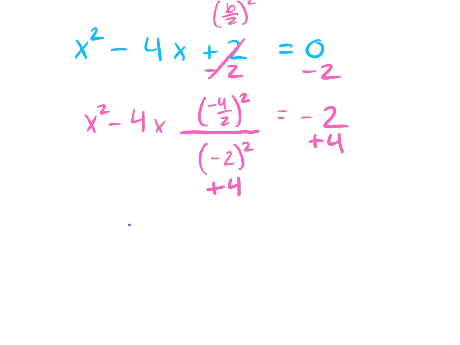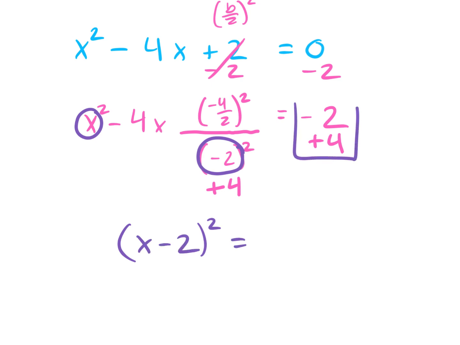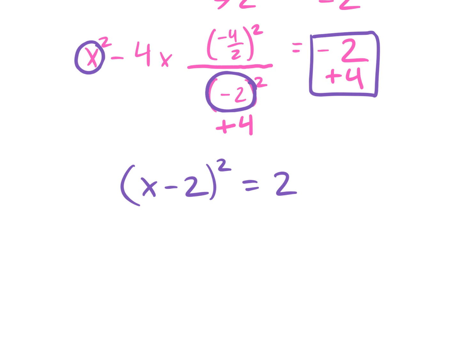So now in my parentheses squared, what am I going to put? X minus 2 squared. Perfect. And then that's equal to what? 2. Negative 2 plus 4 is 2. Any questions so far? We completed the square. Now we just have to finish solving. What should I do next to solve? Square root both sides. So square root cancels out the squared, so I'm left with x minus 2.